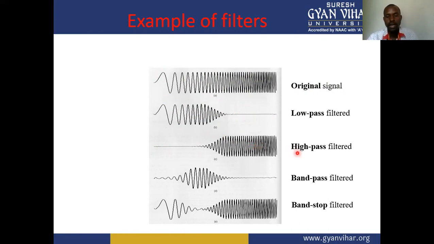So that is what a high pass filter does. Next, we have the band pass filters. Band pass filters receive input as low pass filters, convert them into high pass filters, and then again convert them back to the low pass filter that were received.